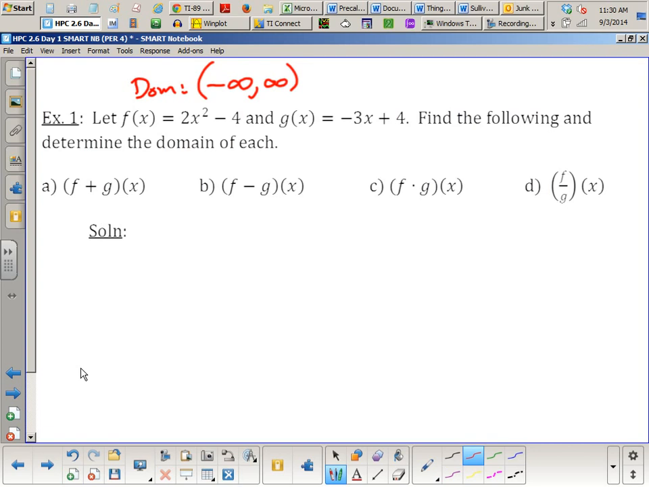What about g? So that thing is just a parabola, right? It's like vertically stretched and it's shifted down. But what is this thing? Negative 3x plus 4. It's a line. It's just mx plus b, right? And lines also have domain of all real numbers. The only exception is the vertical line, and that's not a function. So let's get started.